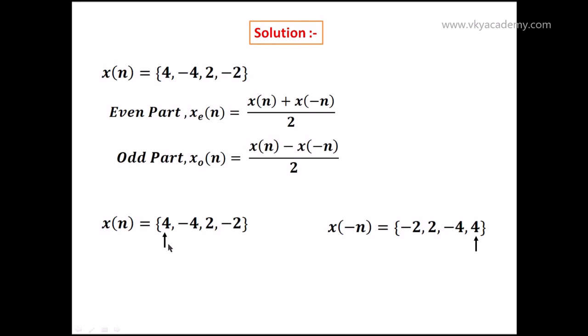So we can easily calculate the value of x even n by adding these two functions divided by 2, and the odd part by subtracting these two functions divided by 2. This I am leaving as a task because we have already discussed in one of our lectures how to perform the signal addition.